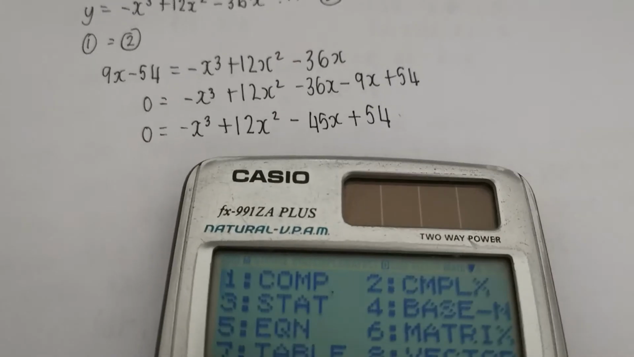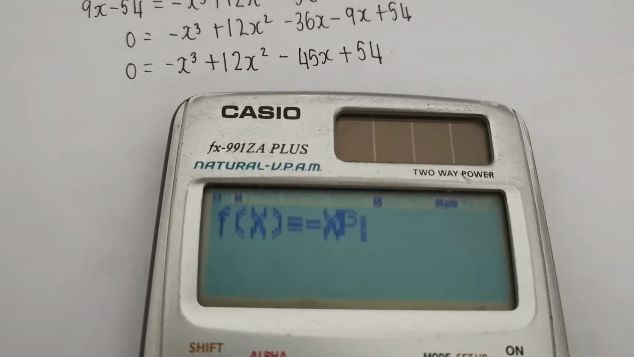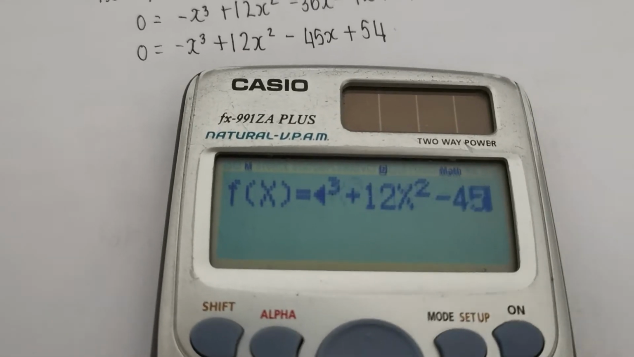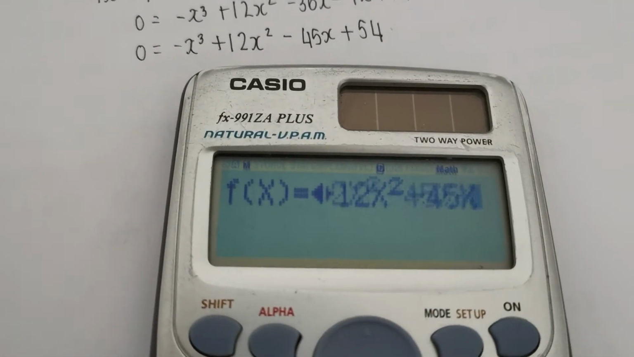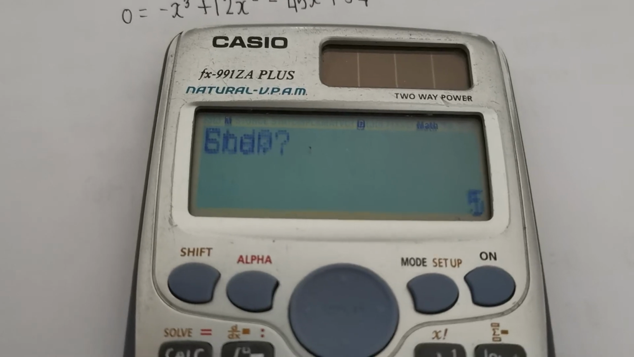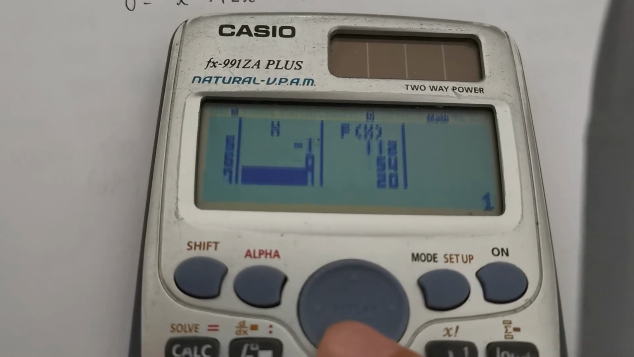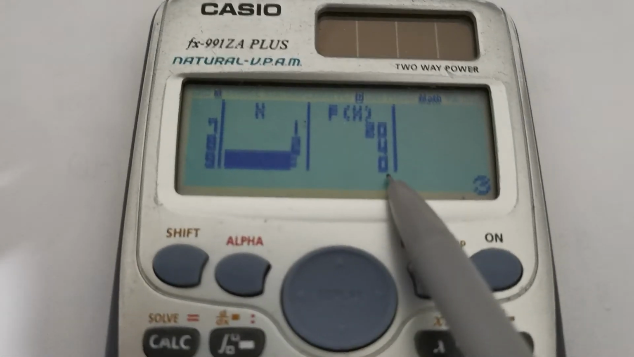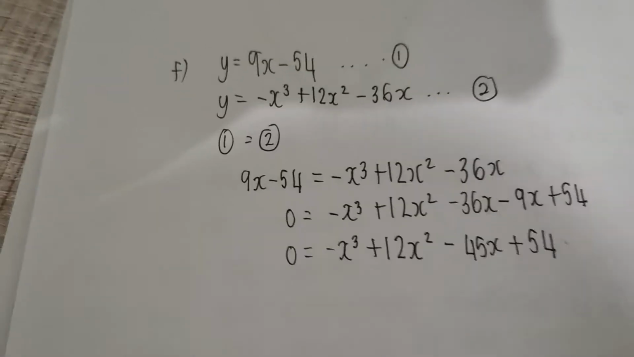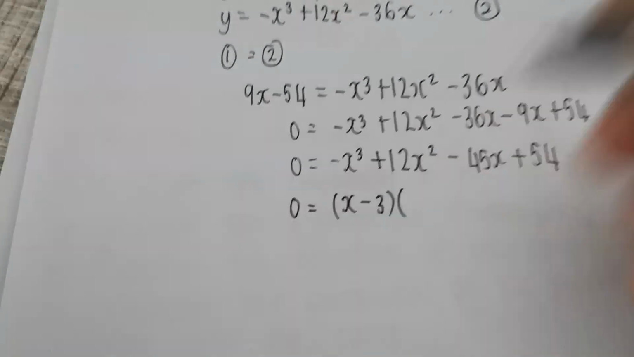So for the rest of us, table mode. I'm going to start at negative 5. You can start anywhere. End at 5, step 1. I'm looking on this side here for a 0. There we go, we got a 0, and it's where x is equal to 3. So that's one of my possible factors. And I need to find the other one.